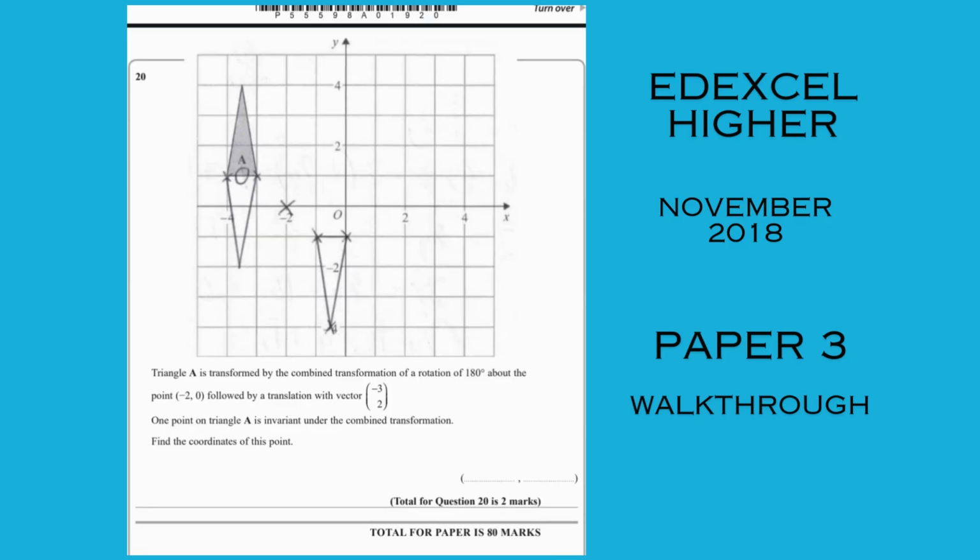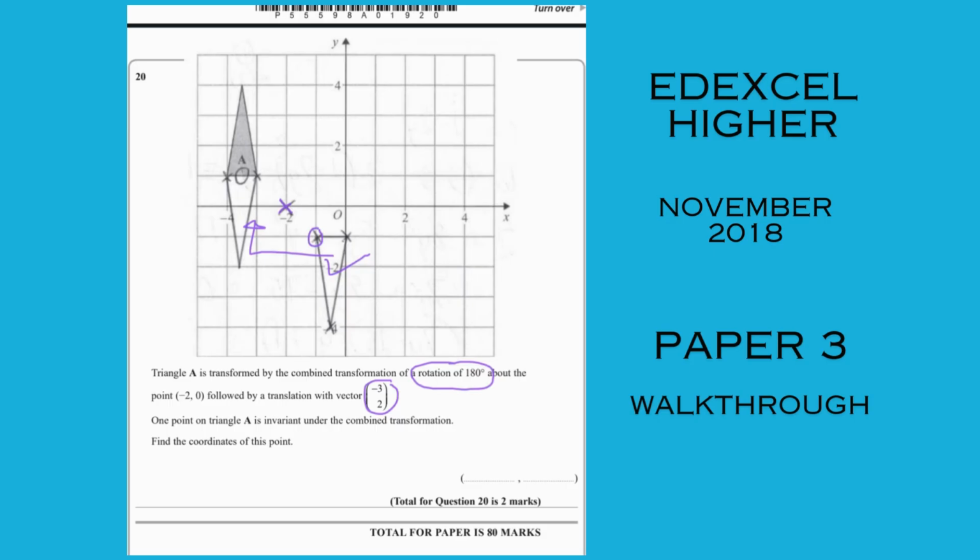Question 20, again I've cheated, but let's just talk ourselves through it. So take the shape, rotate it 180 around that coordinate, minus 2, 0. So you could ask for tracing paper. I've done it by counting. Left 1 up 1 becomes right 1 down 1, and so on. There we go. Then it's translated. That means left 3 and up 2. And it finishes there.